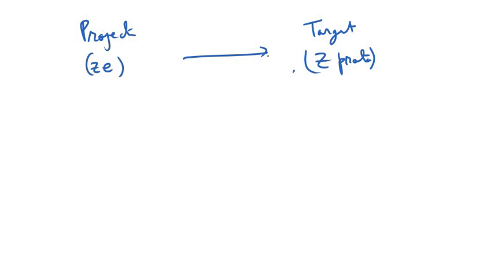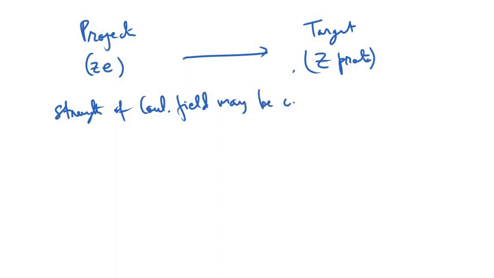So small z and capital Z protons in the target. Now you see the strength of the Coulomb field between these two particles may be characterized. So in this case, the strength of Coulomb field may be characterized by the Sommerfeld number.